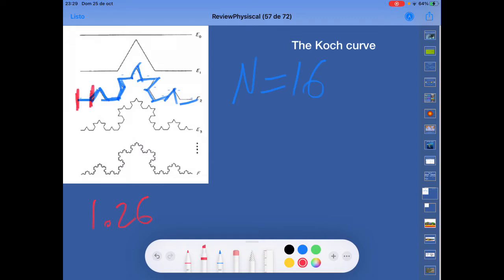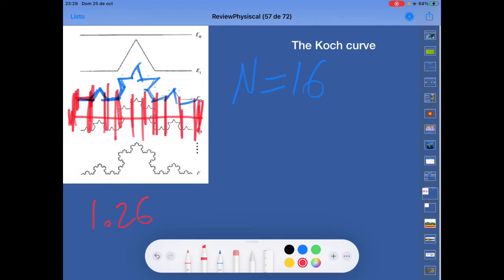So now I'm going to use this as a ruler. If I want to measure this whole side using this as a ruler, how many rulers do I need? Well, 1, 2, 3, 4, 5, 6, 7, 8, and 9. So S equals 9. So log 16 between log 9. Let's do it. Log 16 between log 9. And again, we get 1.26.